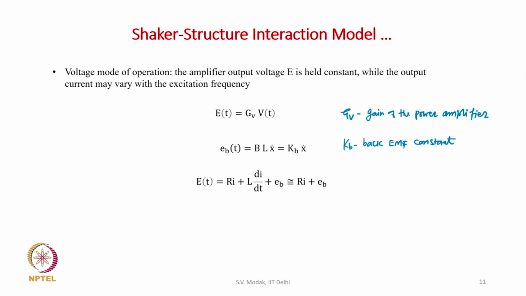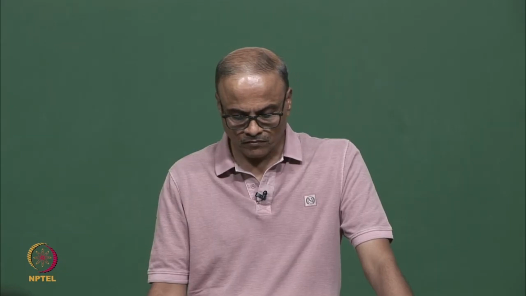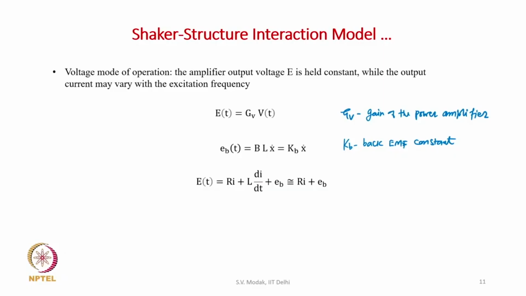Now we use Kirchhoff's voltage law in order to write the voltage drops across the armature circuit. So E is the input voltage to the armature circuit, the voltage drop across the resistor is Ri, the voltage drop across the inductor is L into di by dt, and Eb is the back EMF.